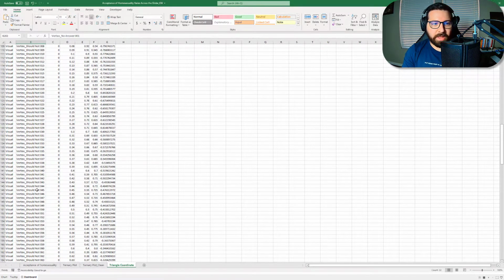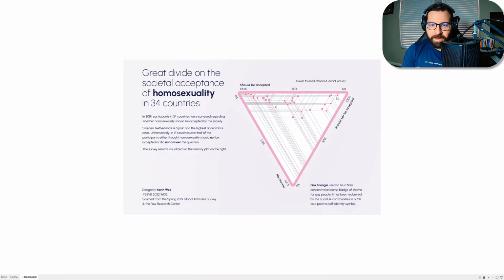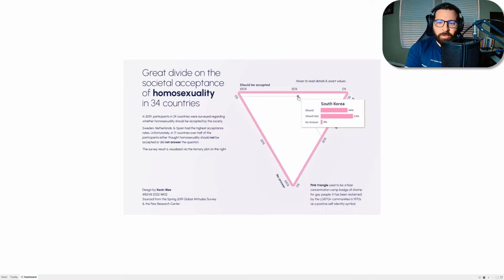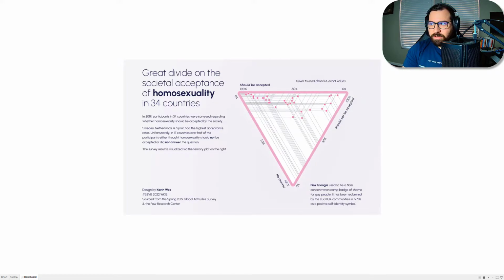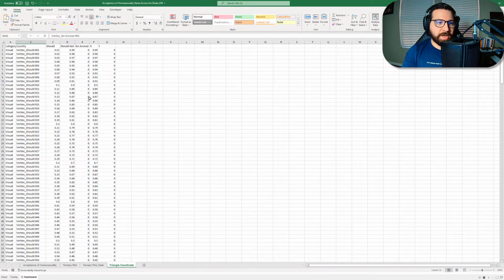And so the reason for that is when we look at the original chart again, each of these metrics are a percent from 0 to 100. And so if you look at this, this would be taking a look at the percent. So South Korea falls here. 44% of South Korea was should, 53% was should not, and the rest was no answer. And so it's a percent of total. And so that's why when Kevin was mapping it out, there's these 100 points.